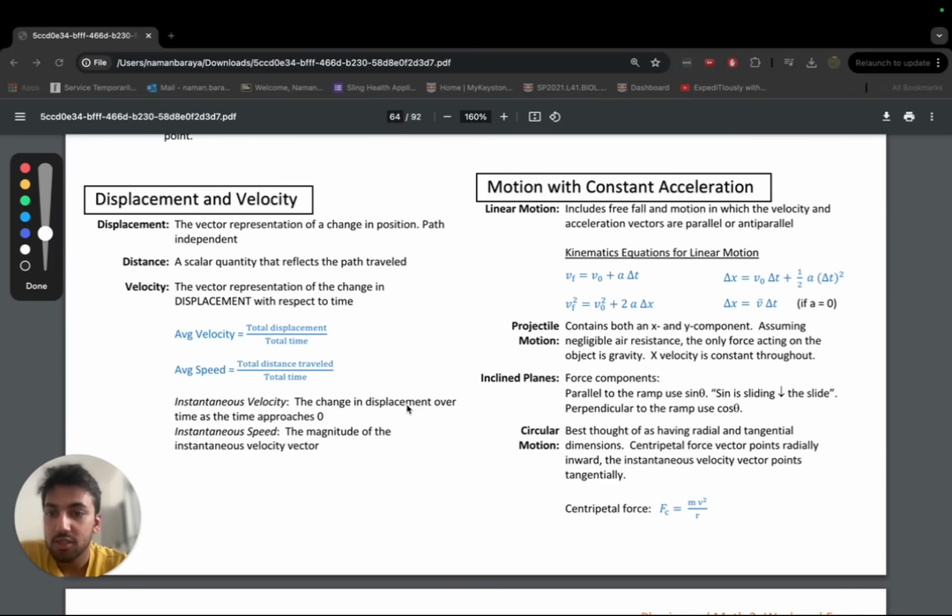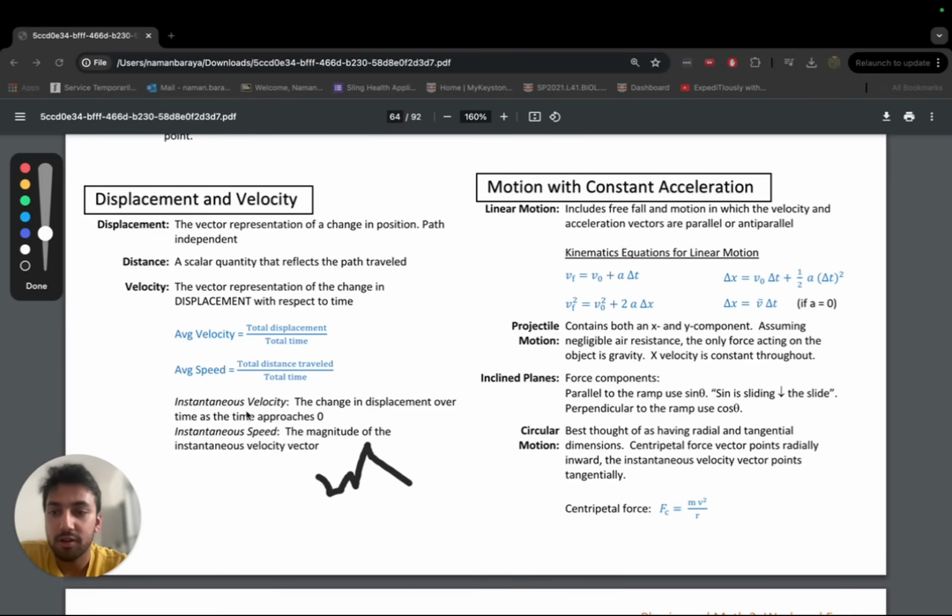Instantaneous velocity is the change in displacement over time as the time approaches 0. And this is where you get into a little bit of calculus. Let's say I'm running a marathon, and at certain points in the marathon, I'm running at 5 miles per hour, and then 4 miles per hour, and then 3 miles per hour, and then 7 miles per hour.